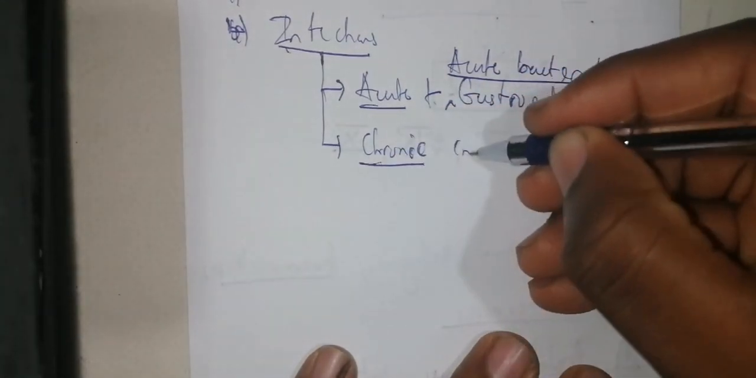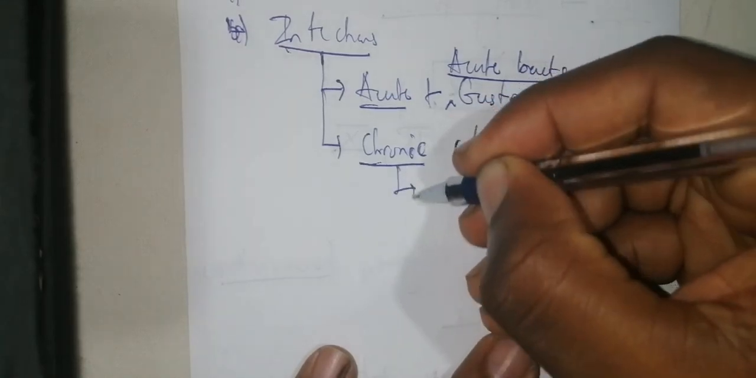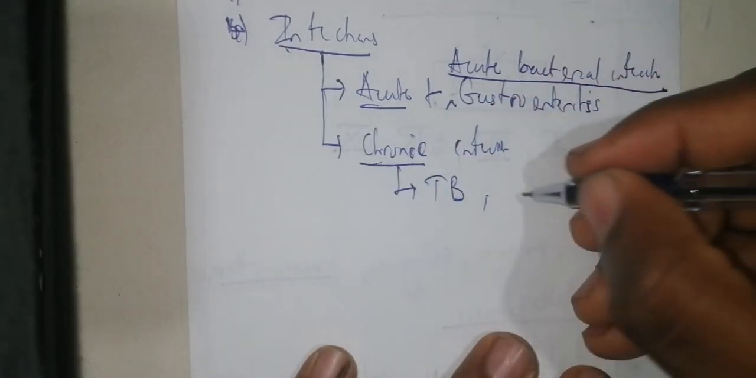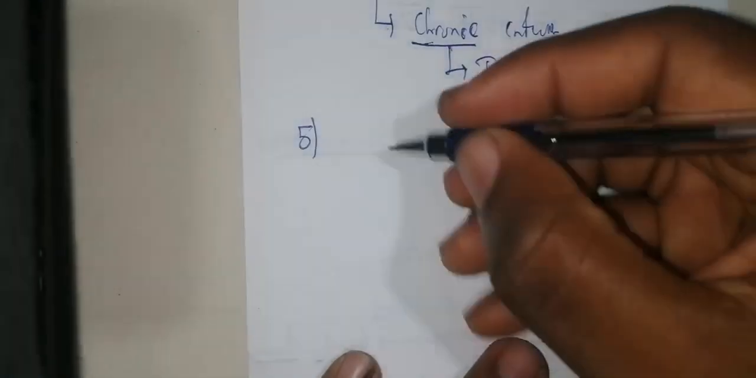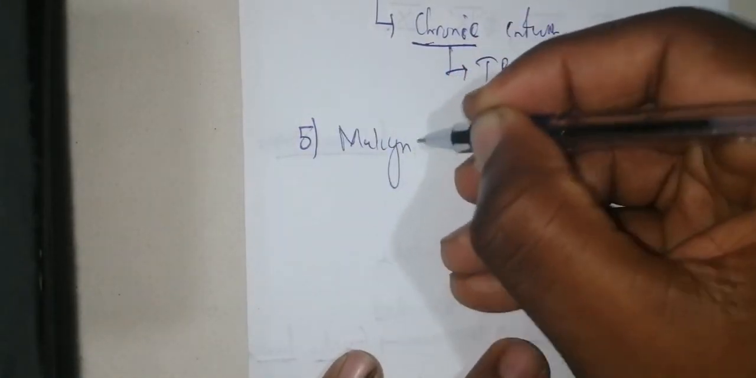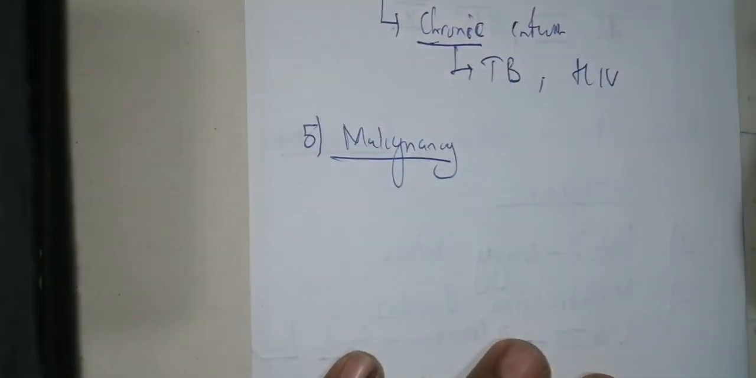And then we have chronic infections, particularly tuberculosis, and we have also HIV. Is it clear? It's going to result in that. The fifth major component is the malignancy group. Is it clear? You have the malignancy group.